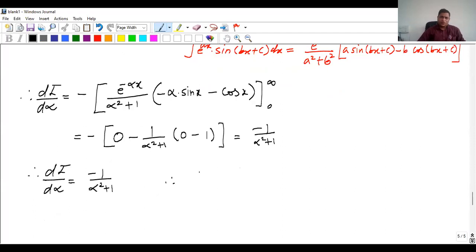This is a variable separable differential equation. So if it is a variable separable differential equation, what I can write is dI is equal to minus 1 upon alpha square plus 1 d alpha. Are you getting this step? Yes, sir. Okay. So what we can do is integrate.